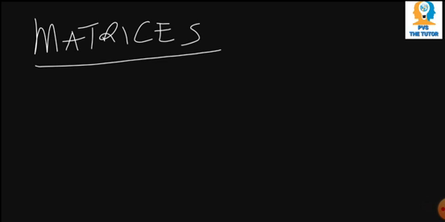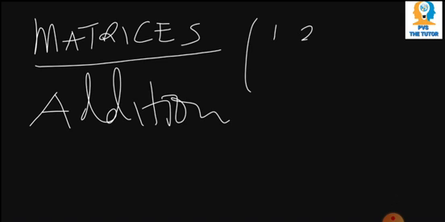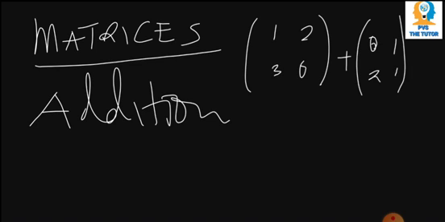So let's see addition of matrices. Under addition, two matrices can be added if they have the same order. For example, if we have this matrix being added to this matrix, these two can be added because they have the same order.